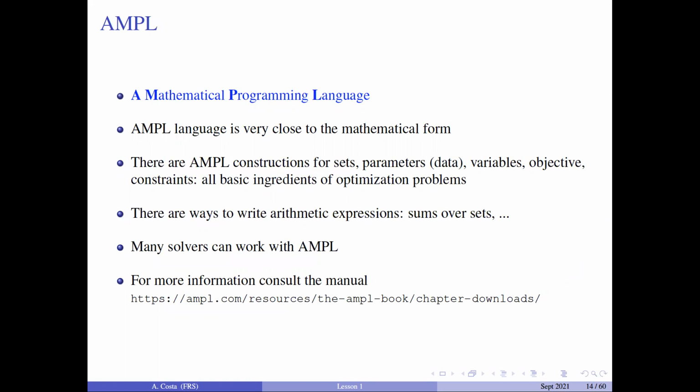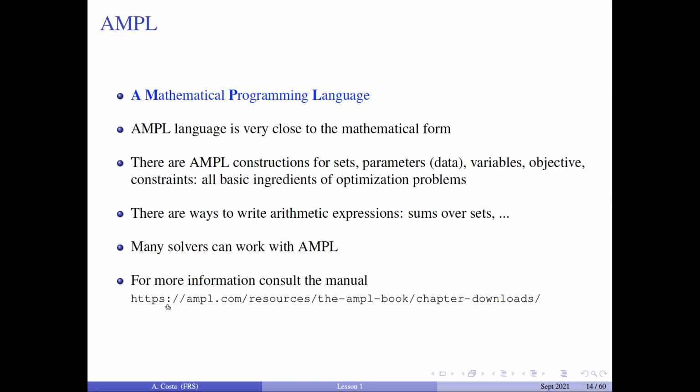AMPL, as I said, is a mathematical programming language. What is very interesting here is that the way you model with AMPL is really close to the mathematical form, so to the way you would write the model on paper. That's why it's quite useful, and also quite easy to use. Of course, there are all the things that you can expect in a language. There are some keywords that you need to use to specify different things.